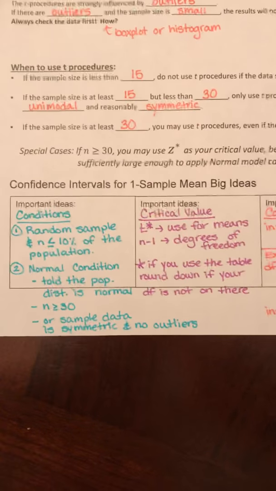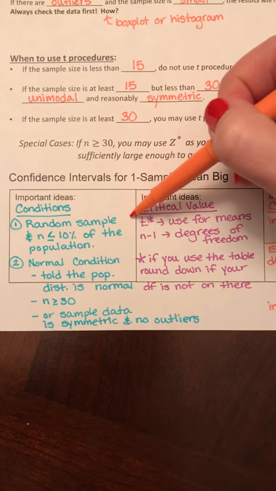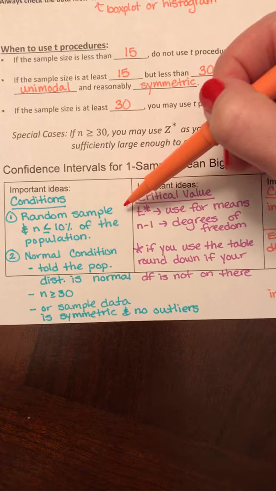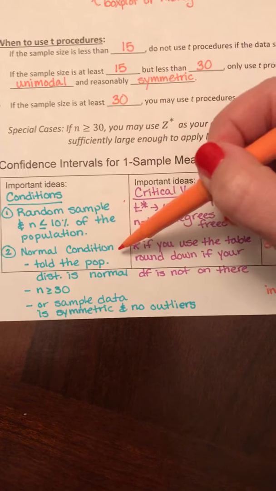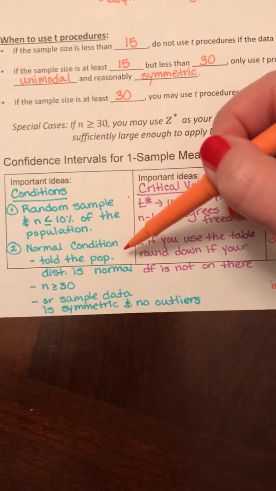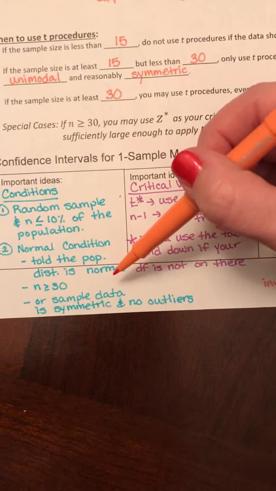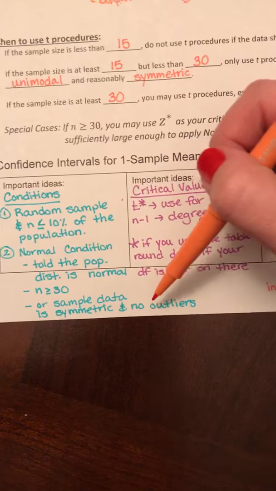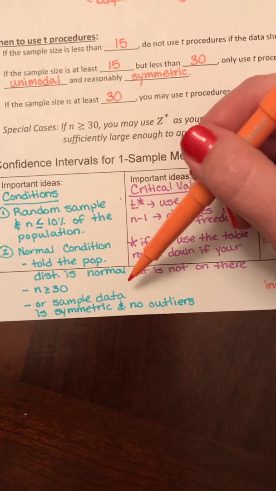Okay, so let's talk about some of the big ideas. Your conditions when you're doing your plan, your state plan do conclude. We need to make sure that we have a random sample. Assume if it's not, and we want our sample size to be less than or equal to 10% of the population size. We need to check our normal conditions. So either we're told in the problem that the population distribution is normal, our sample size is big enough, or we checked the sample data and it was symmetric and had no outliers. If you meet one of those things, then you're okay to check the normal condition and proceed with T.